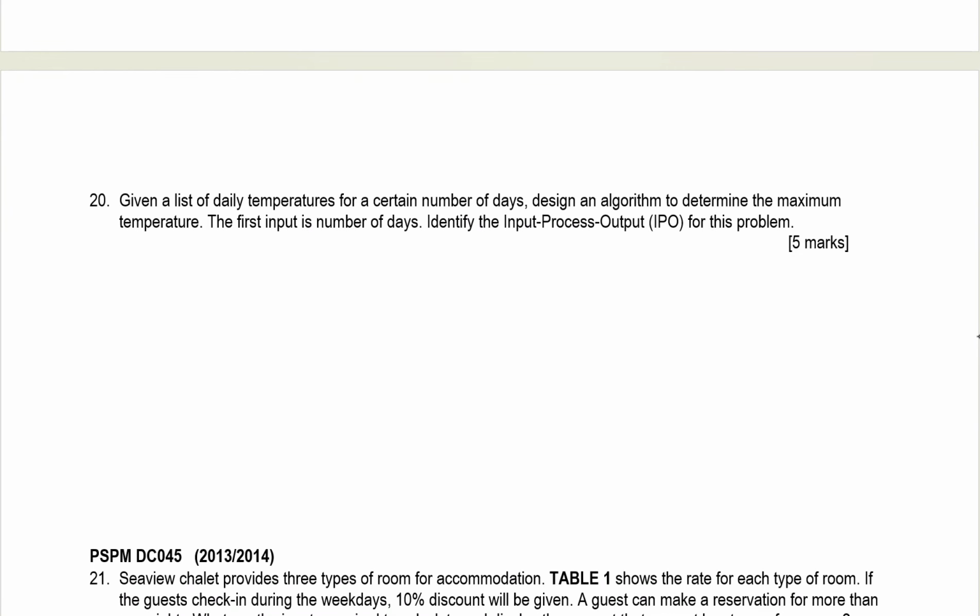Question number 20 here: given a list of daily temperature for a certain number of days, design an algorithm to determine the maximum temperature. So you have to find out the maximum temperature for a certain number of days, based on the daily temperature. The first input is the number of days. So you have to identify the output.